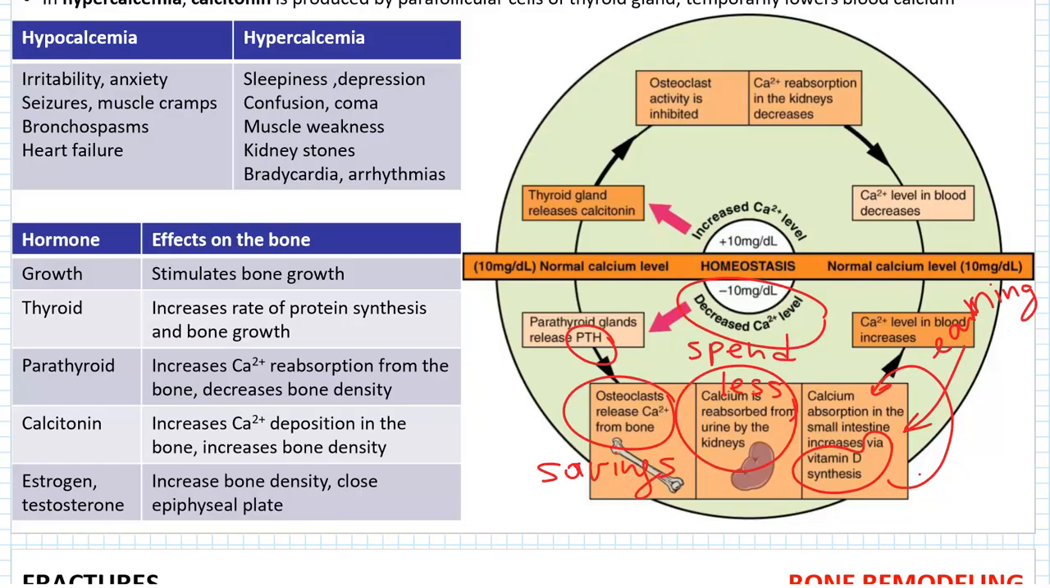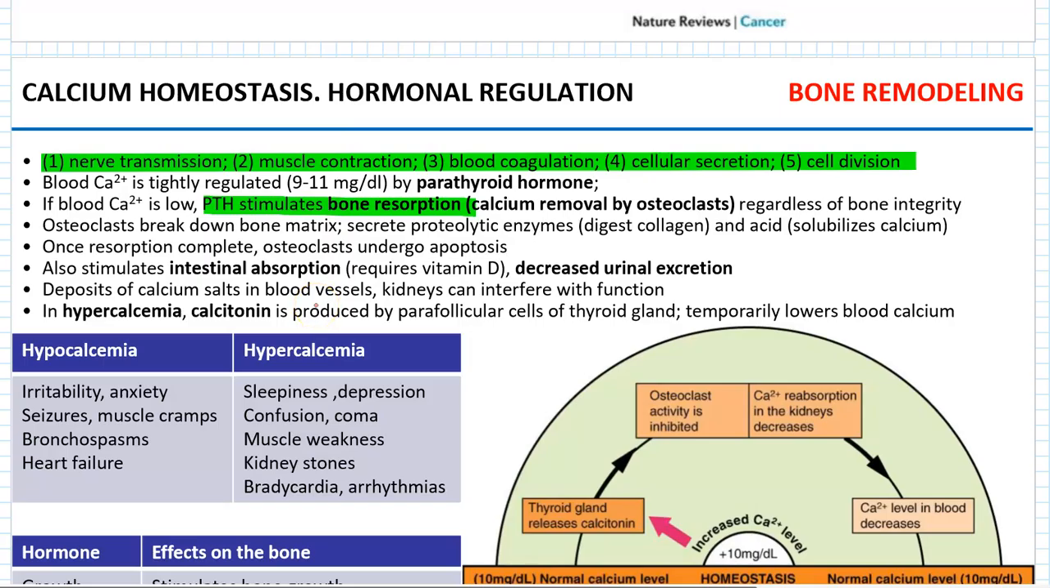Now, a little highlight. So this provides you with a list of options, okay? So osteoclasts can break down the bone and release calcium. Intestinal absorption and decreased excretion with urine. Now, intestinal absorption is indirect because it goes through vitamin D.